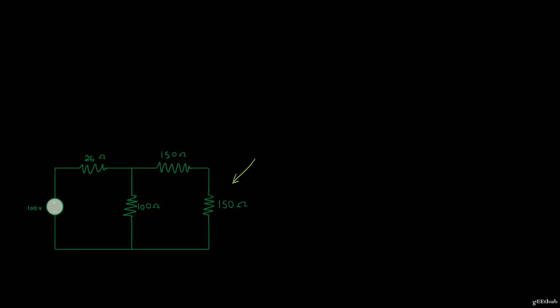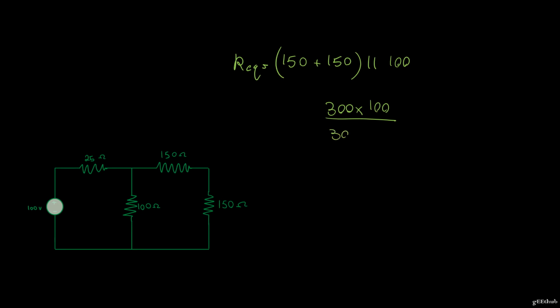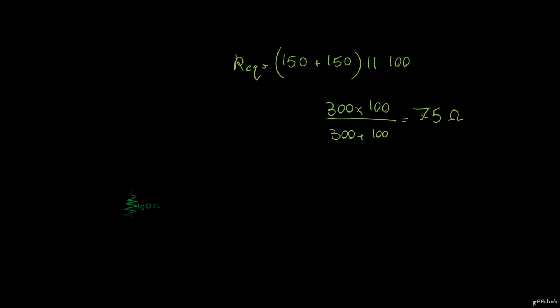And still I don't have information about the voltage across it or the current through it. So we'll repeat the process one more time. So we have R equivalent is equal to 150 plus 150 in parallel to 100, and that's 300 times 100 divided by 300 plus 100, which is 75 ohms. So I'm going to replace that entire circuit now with this final circuit.